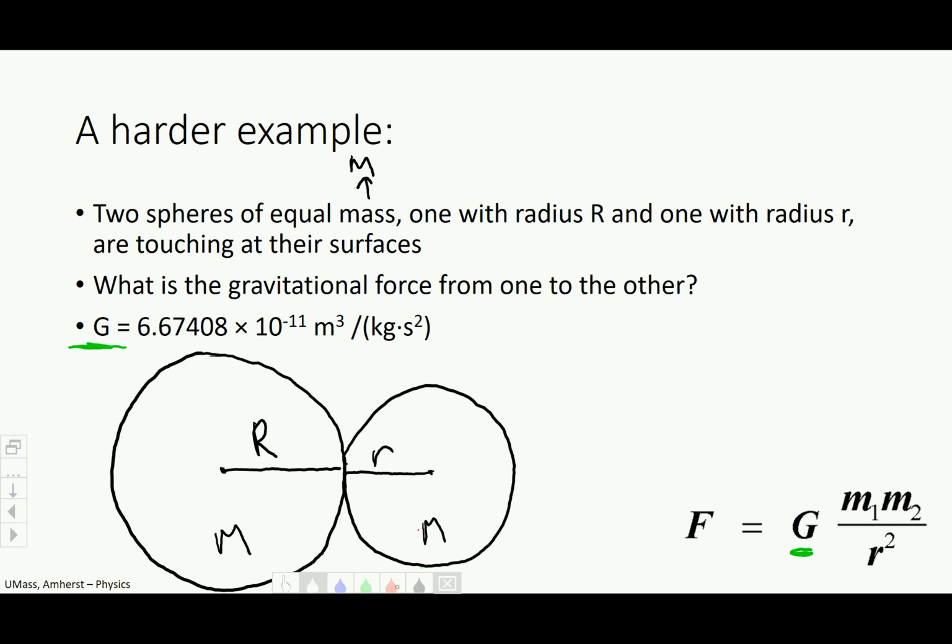So we're going to find the force of gravity from 1 on 2. Let's say this is 1, this is 2. Equals, we're going to leave big G as big G. There it is. What are we going to do next?